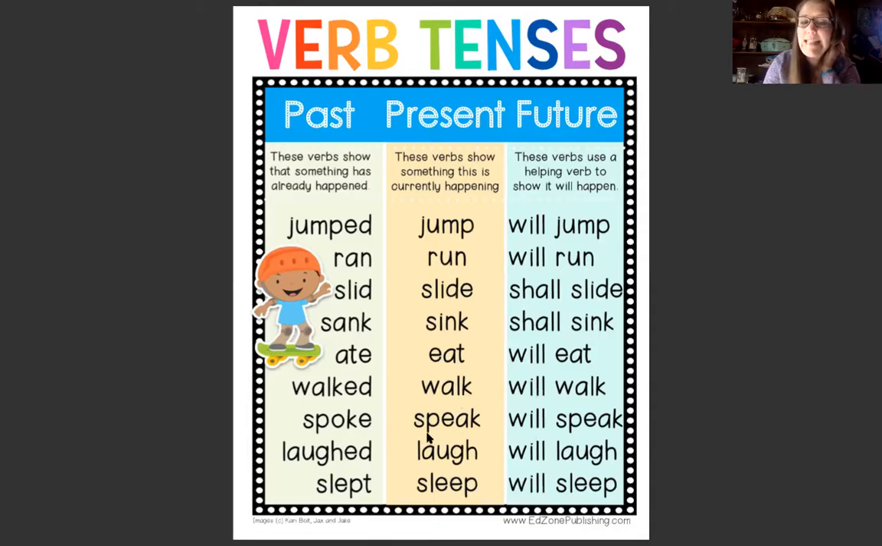Next word, speak. That's something that's happening right now. But if we wanted to talk about something that already happened, we would change it to spoke. Notice we didn't add an ed on the end. This would be irregular. There are a lot of irregular verbs. Speak becomes spoke if you're talking about something that already happened.